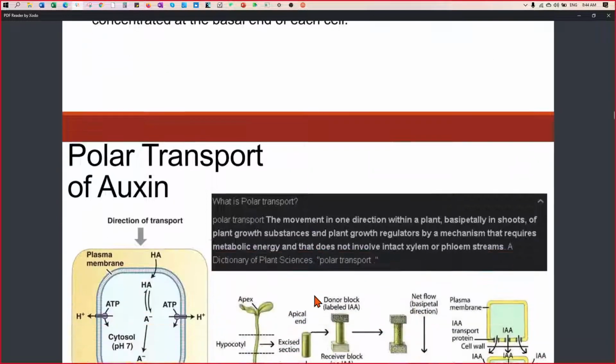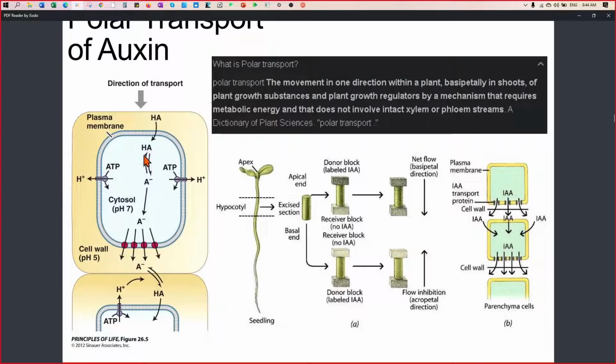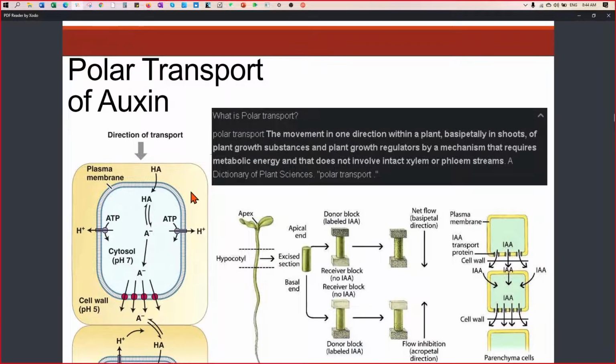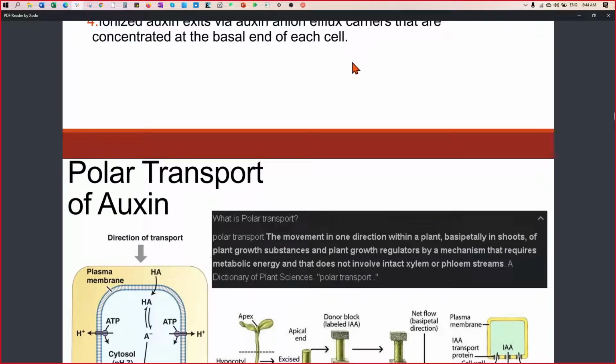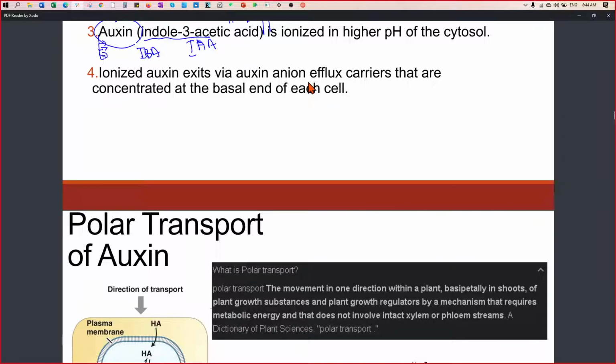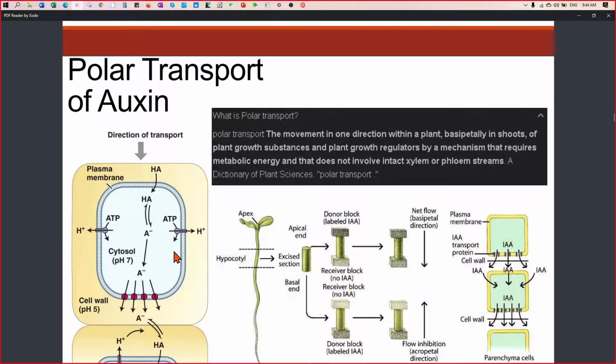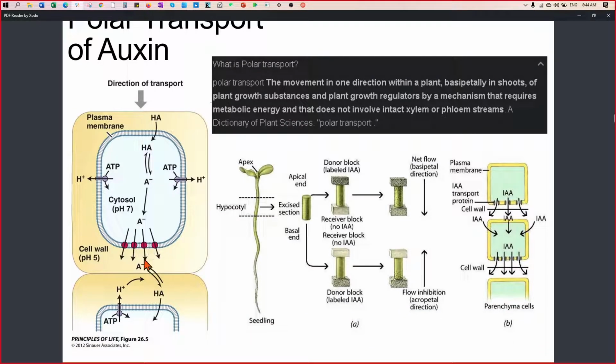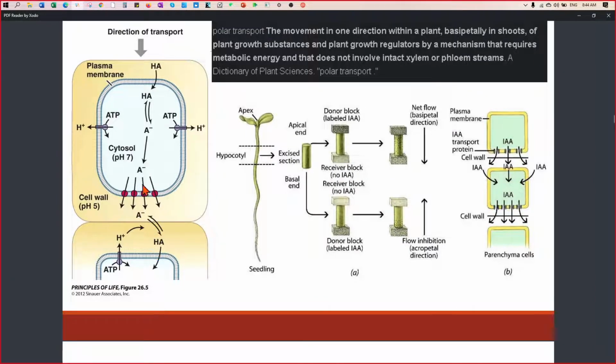Where are these? Look at the diagram here. This is your cell, and then your cell wall, the yellowish part here, and then your plasma membrane, and then you've got your auxin, your A here. Auxin will exit, like it says here, at the basal end of each cell. There is an exit for the anion efflux. Remember, an anion is negative. So auxin will exit here to go to the next cell. It doesn't move the other way round, because it is polar transport. It is unidirectional, towards one direction.